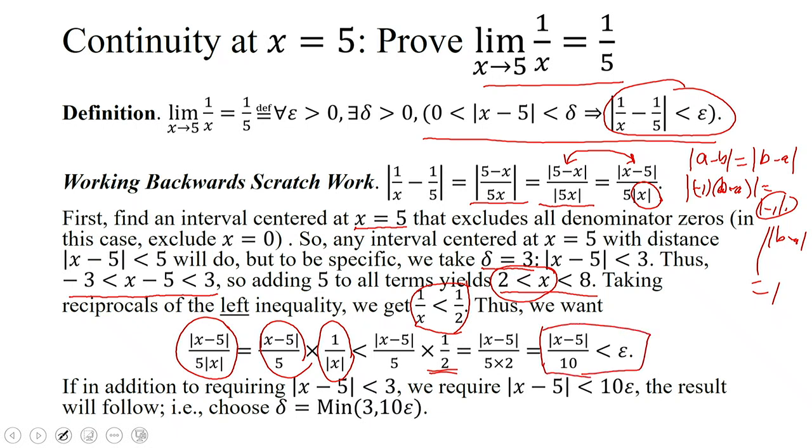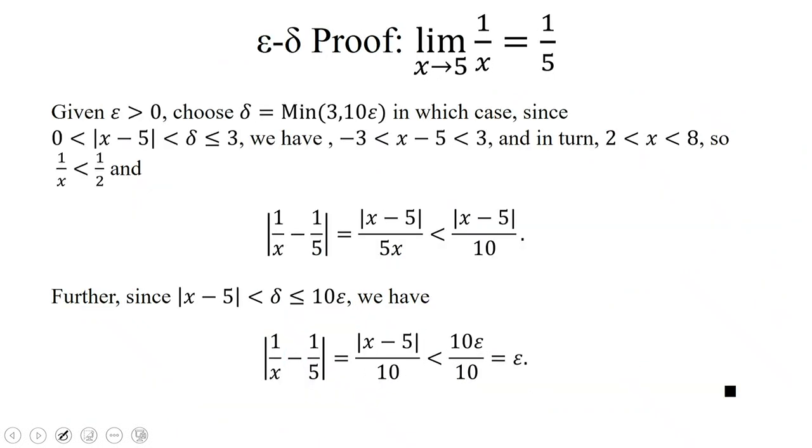So what does that mean? Well, if we solve this inequality for absolute x minus 5 on the left, it's a matter of multiplying both sides by 10. So we'll get absolute x minus 5 also has to be less than 10 epsilon. So as before, first we took a temporary value of 3, and then we found a bound on x minus 5 that we additionally needed. Here it's 10 epsilon. So we choose delta equals the minimum of 3 and 10 epsilon. And with that in mind, we can write the proof.